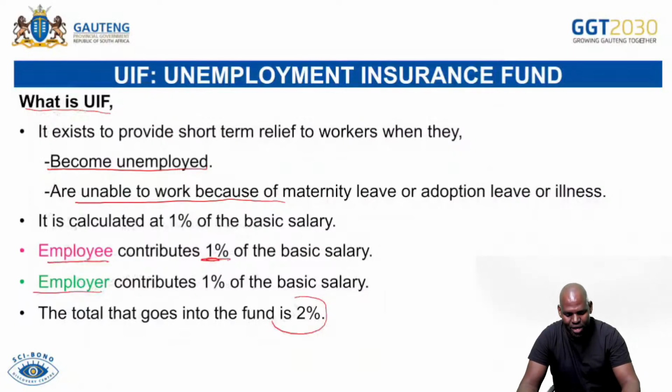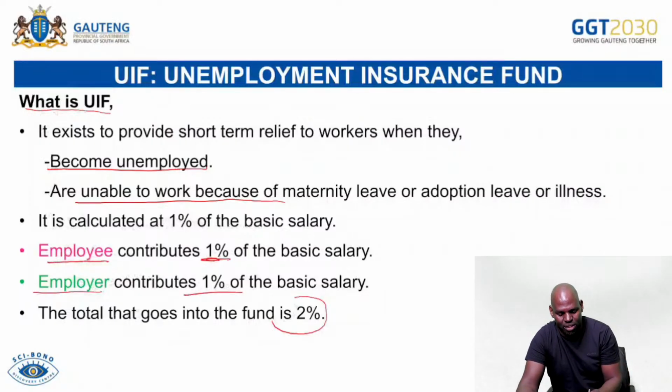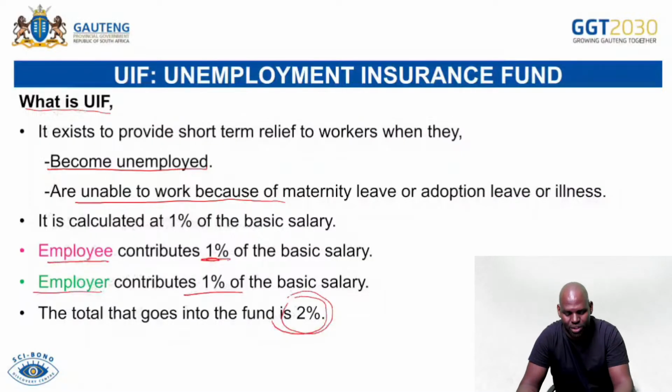So UIF is calculated at 1% of the basic salary. Who must pay this? The employee must contribute 1% of that basic salary. The employer must contribute 1% of the basic salary, and in total it is going to be 2% of that basic salary. This 2% will be paid into the state fund, into the Department of Labor, so that later on, when this person is no longer able to work, they will be able to give that person something on a monthly basis. But remember, it's not going to be for a long time. It might be for 6 months, it might be for 1 year.